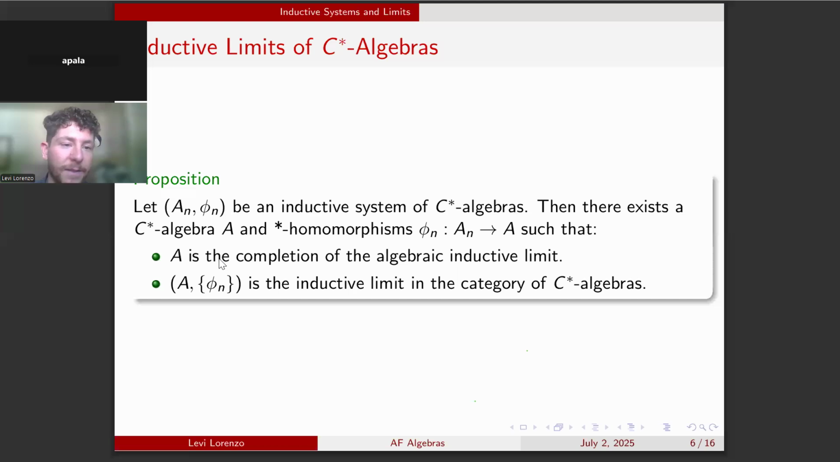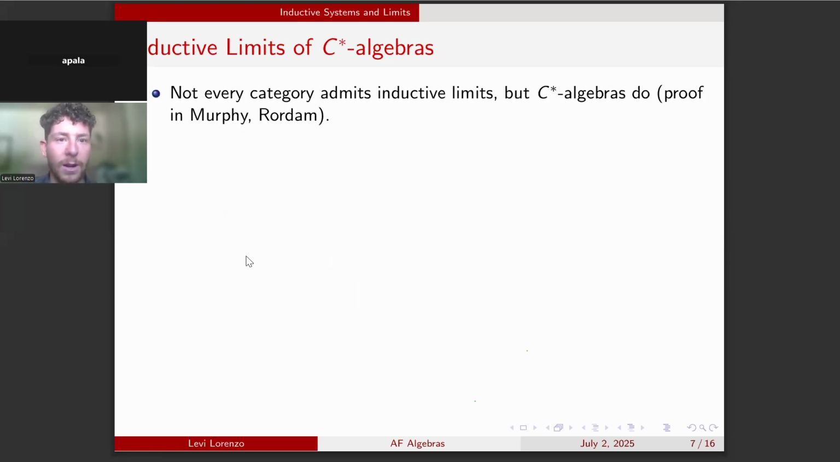It turns out that this new thing is the completion of the algebraic inductive limit, if you're thinking about these things as just being algebras without a norm. But I'll write this down a little more concretely. As mentioned, C-star algebras do have inductive limits. There's a proof of this in Murphy, and a slightly different proof in Rordam.